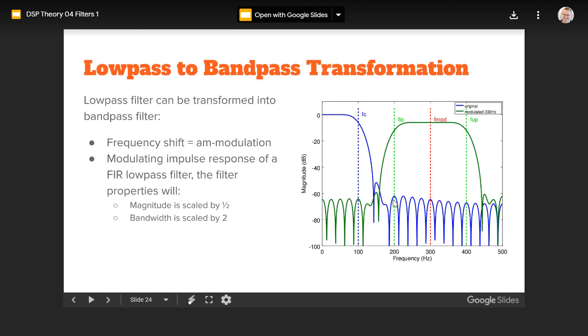Then how to make frequency transformations. Do I need this one? No, I don't need that one anymore.